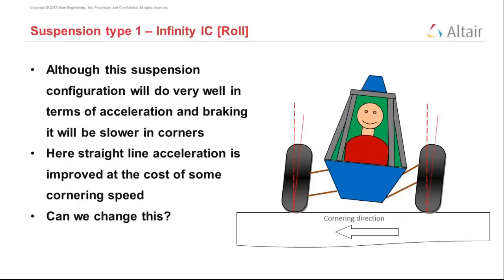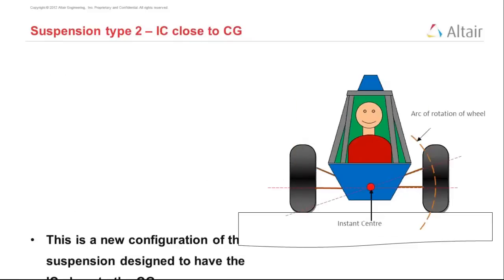Let me explain this concept again. When you are cornering, roll happens. When roll happens in suspension type 1, when the IC is at infinity, you lose grip because of camber that is caused by the vehicle rolling. Now the question is, can we change this? Because maybe we want a car that does faster in corners.